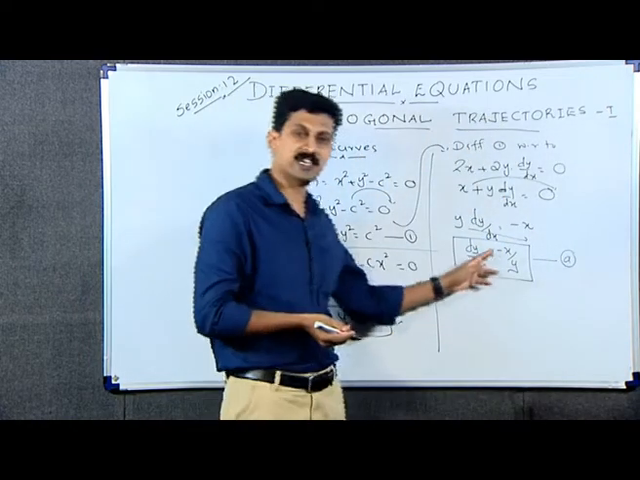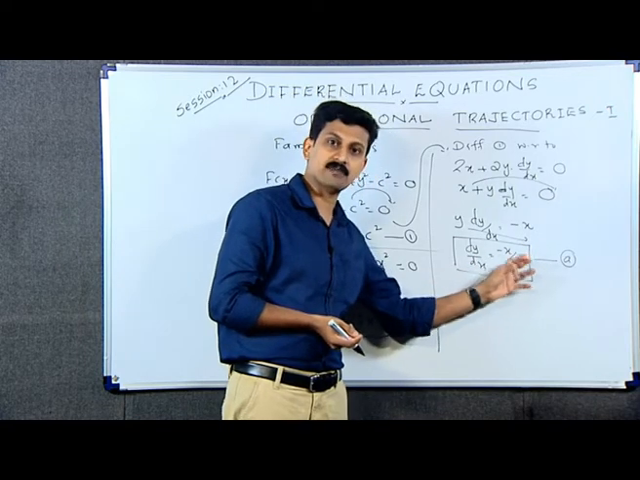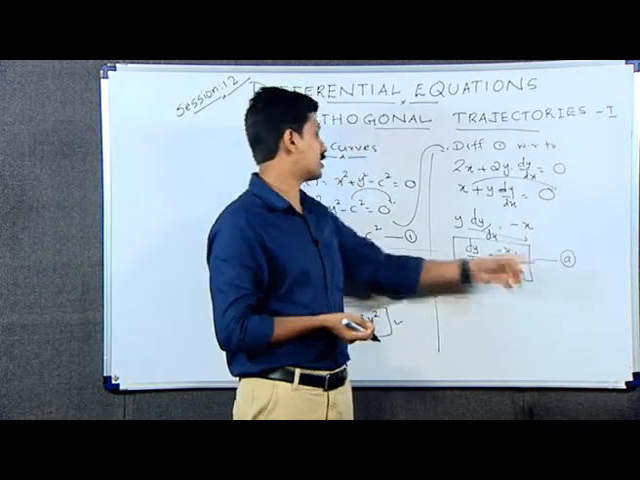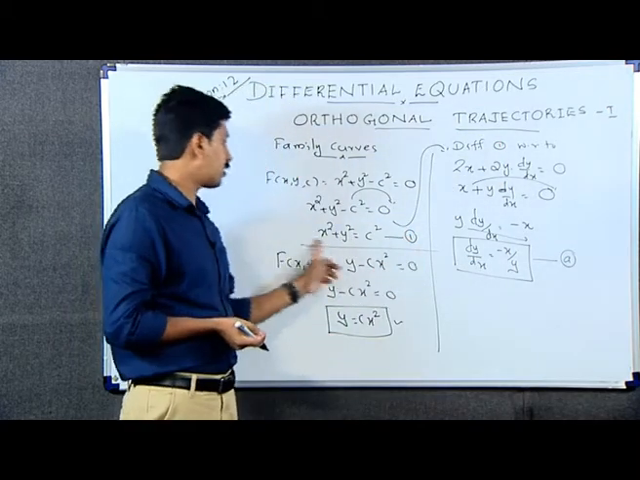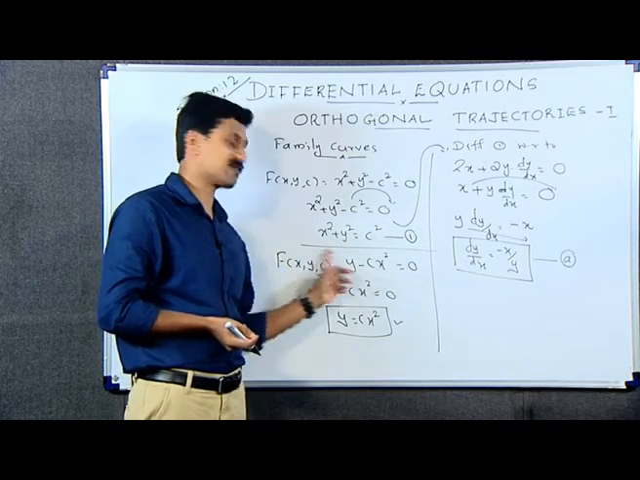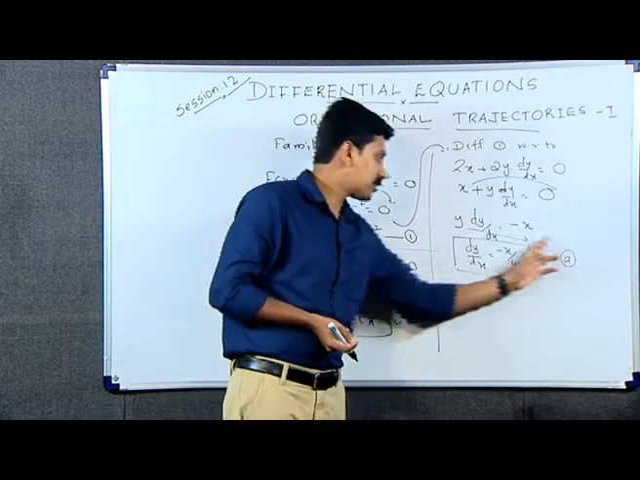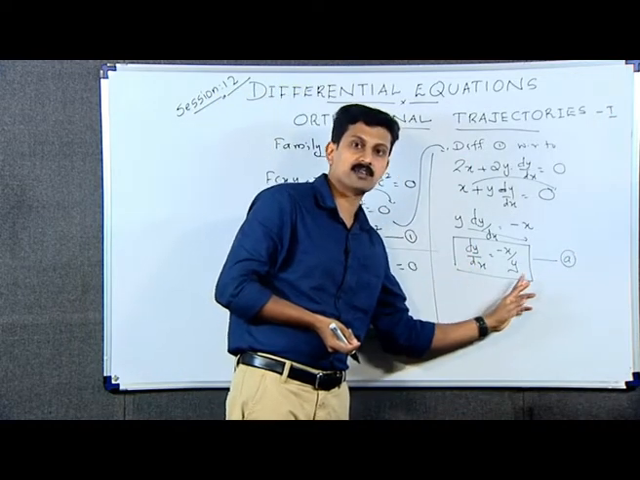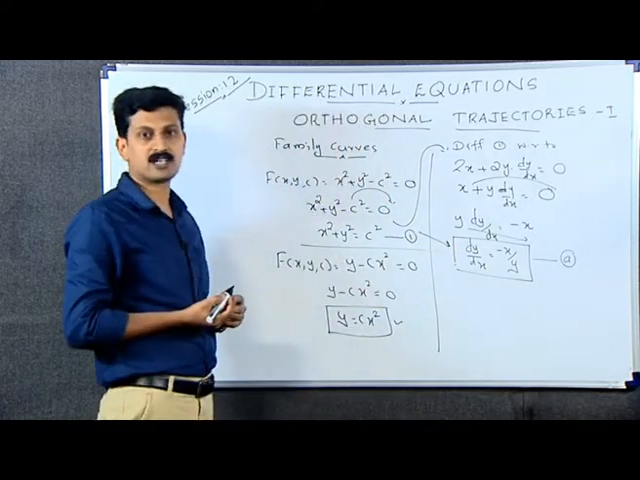This equation A is a differential equation. This equation A, the differential equation, we generated from equation 1. Equation 1 is the family of all concentric circles. So, that means this equation A is a differential equation corresponding to the family of circles.